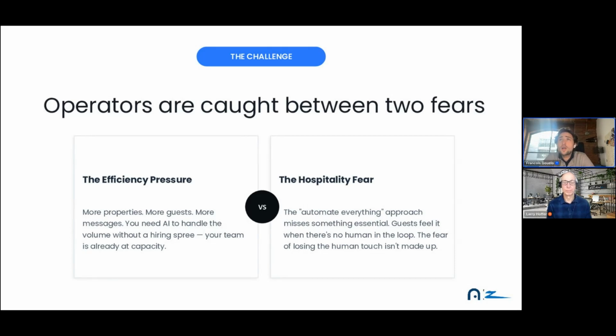I'll start off with a question here, and this is open-ended. We have this debate of efficiency versus hospitality. Where do you land, and what do you see? What's your take here in terms of AI versus human at a high level?